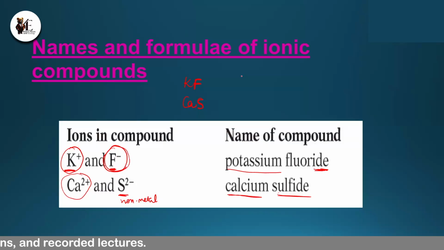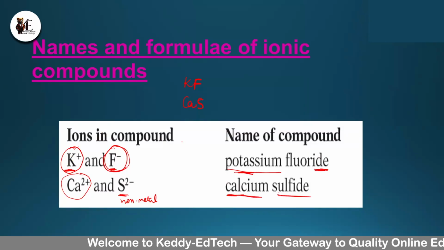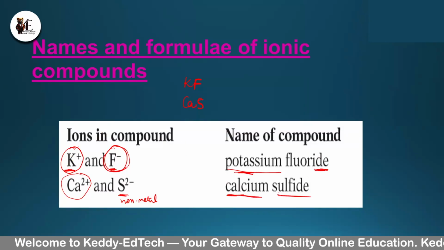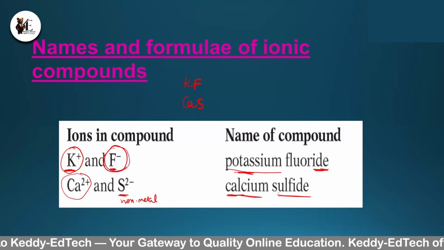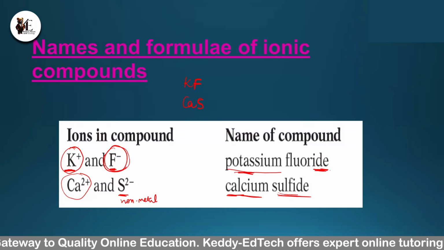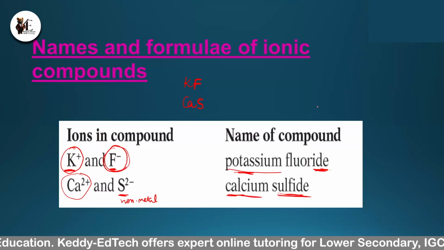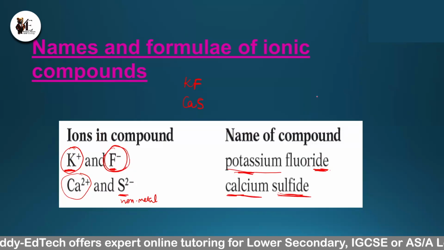Any doubt on how to write the name of a compound? It's the same thing. For a positive ion, the name is the same. For example, potassium is the same, calcium is the same. But for negative ions, we replace the name of the element by ending it with IDE. We have replaced fluorine with fluoride. We have replaced sulfur with sulfide. Right? Yes. Write it down.